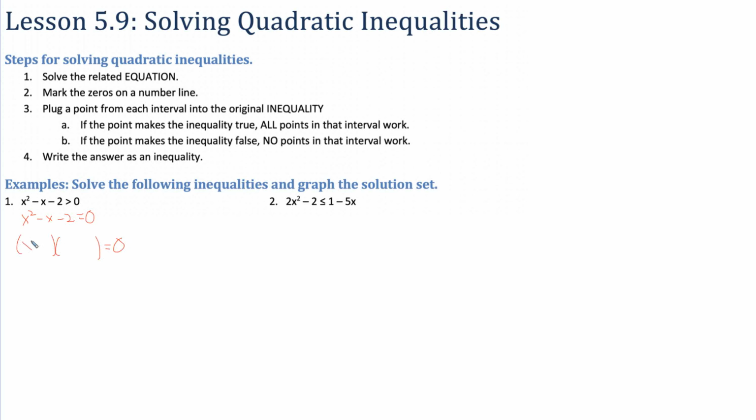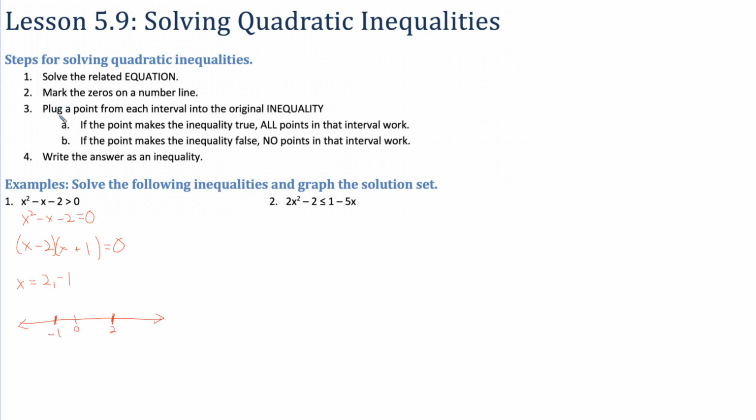How do we get an x squared? We have an x and x. And then it looks like we'll have a minus 2 and a plus 1. So that factors to that. And so our answer for this equation is x equals 2 or negative 1. So we did solve the related equation. Now we're going to make a number line. It doesn't have to be real detailed. We have negative 1, 0 somewhere around here, and here's 2. And so here are the zeros we're working with.